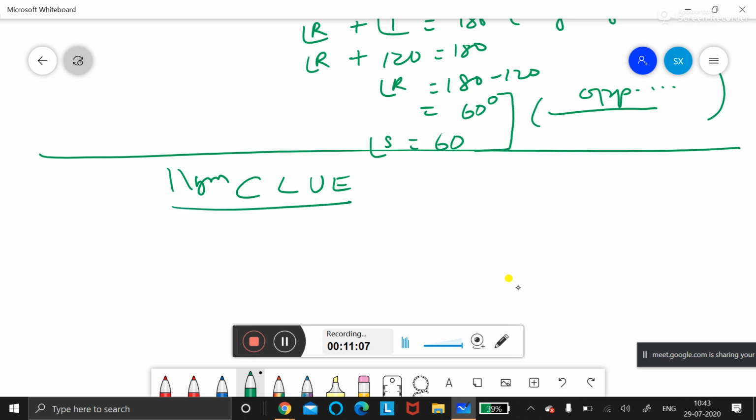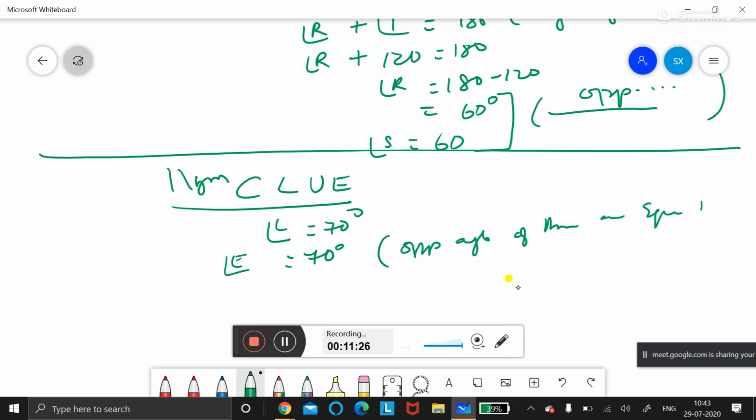In parallelogram, angle L is equal to 70 degrees. So angle E is also 70. Why is E also 70? Opposite angles are equal in a parallelogram. Very good. Opposite angles are equal in a parallelogram. You should listen carefully. So E is also 70. In that, we are using only these two.